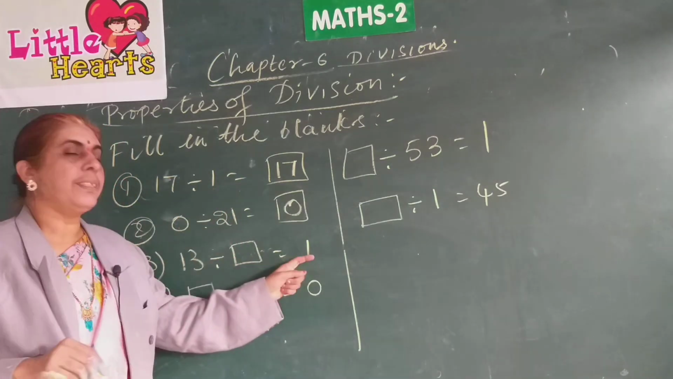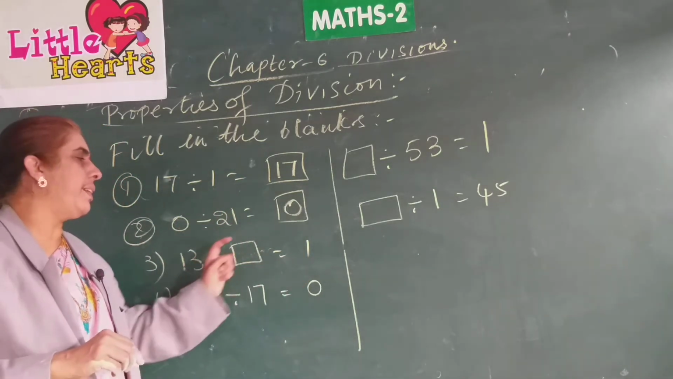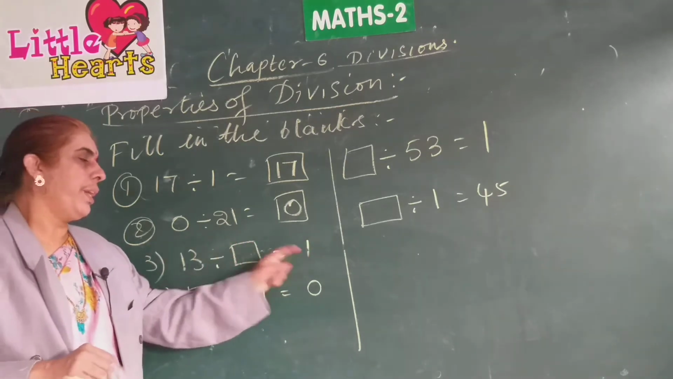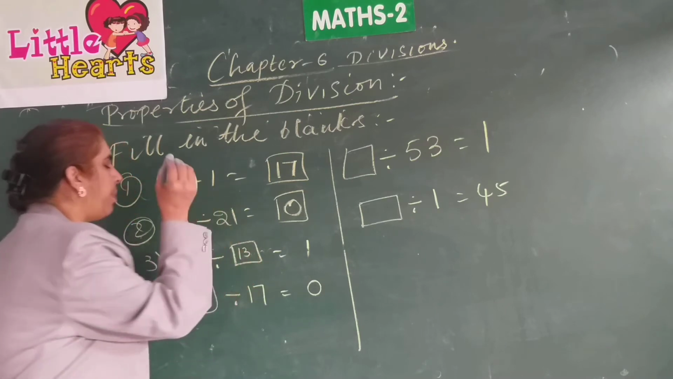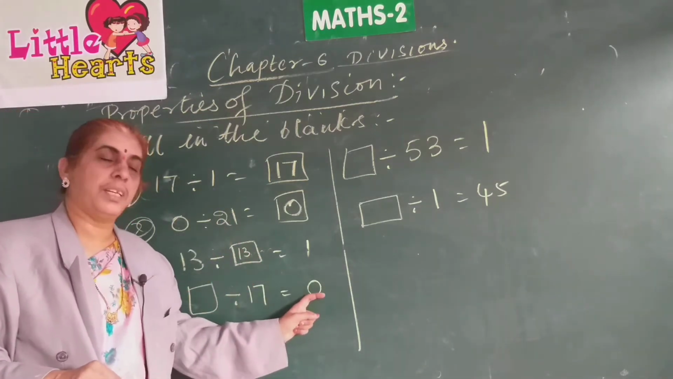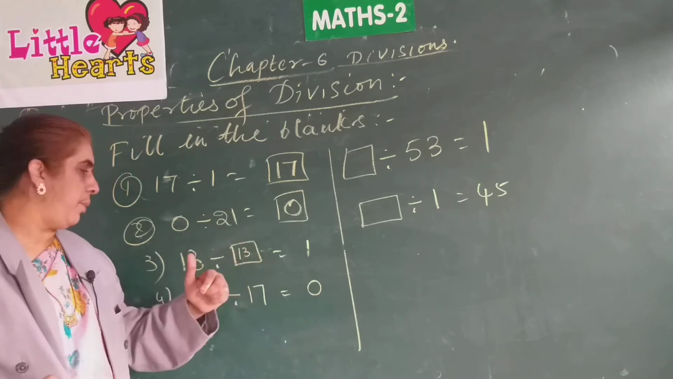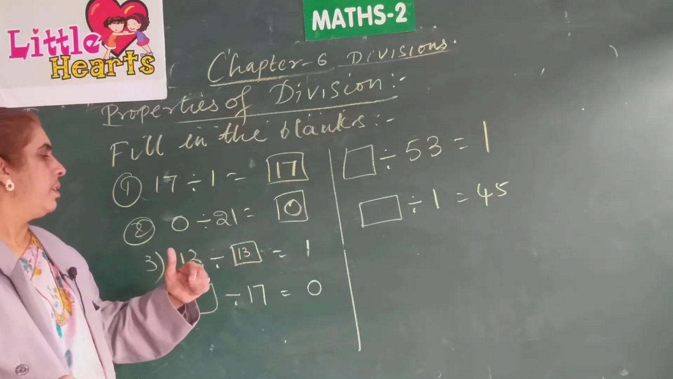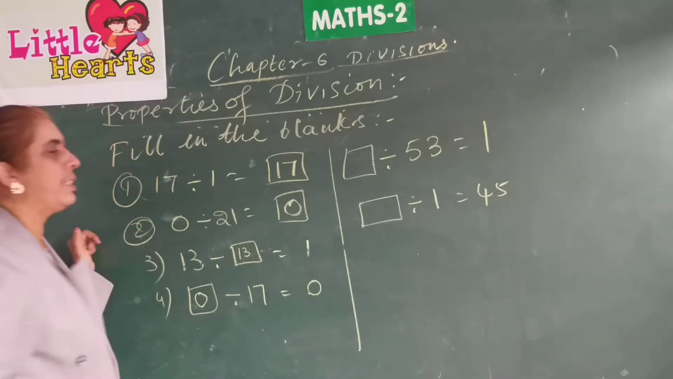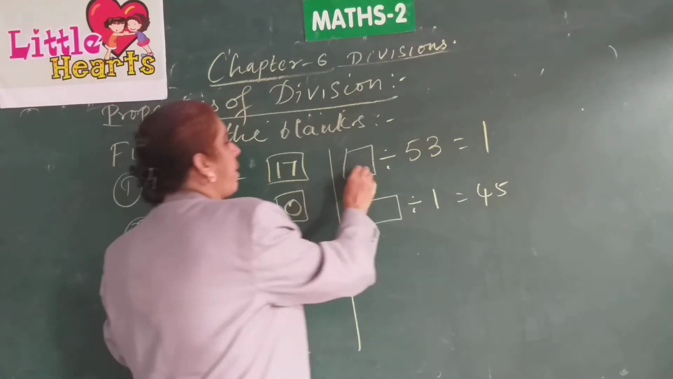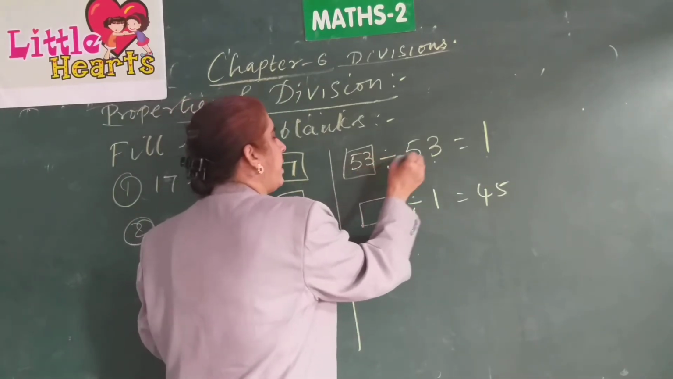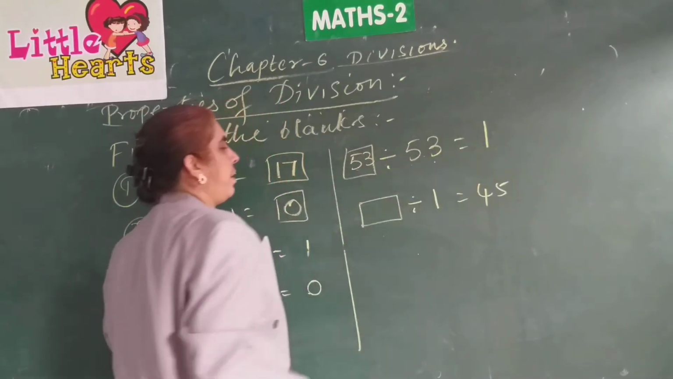13 divided by dash is equal to 1. When do you get the quotient 1? When the number is divided by itself, we get the quotient 1. 13 divided by 13 equals 1. Dash divided by 17 equals 0. When do you get the quotient 0? When 0 is divided by any number, we get 0 as the quotient. Dash divided by 53 equals 1. When 53 is divided by 53 itself only, we get the quotient 1.